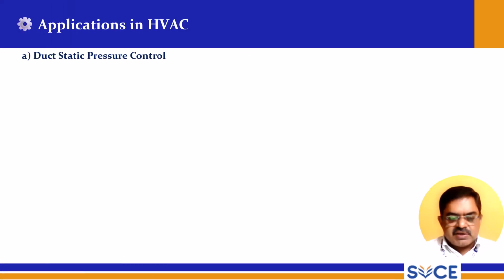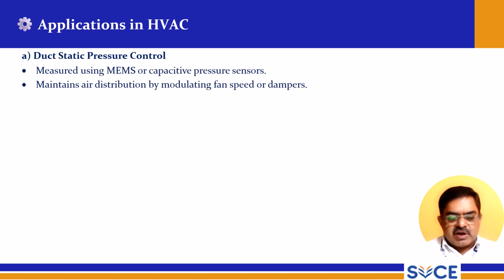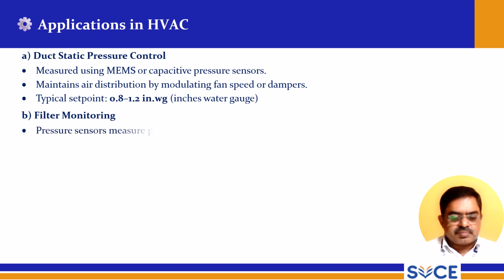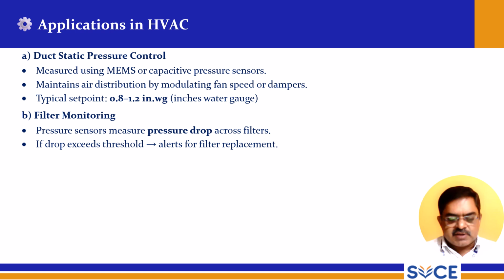So, applications in HVAC. Duct static pressure control is measured using MEMS or capacitive pressure sensors, and maintains air distribution by modulating fan speed or dampers. Typical set point is 0.8 to 1.2 inches of water gauge. For filter monitoring, pressure sensors measure pressure drop across filters. If the drop exceeds a threshold, it alerts for filter replacement.